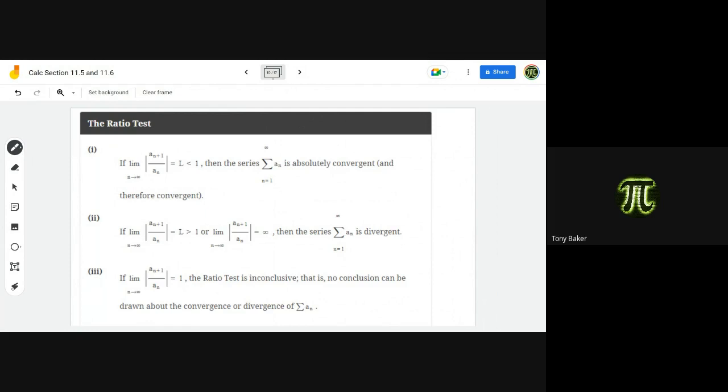If the limit of a to the n plus 1 over a to the n is less than 1, it's convergent, or it's absolutely convergent. And it's absolutely because we're doing the absolute value, so these do not matter with the sign. If it is greater than 1 or goes to infinity, then it is divergent. The nice thing is it does tell me if it's divergent. If it equals 1, it tells me nothing, and I have to try something else.